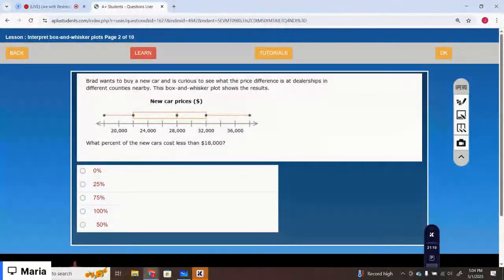Brad wants to buy a new car and is curious to see what the price difference is at dealerships in different countries nearby. The box and whisker plot shows the result. What percent of the new cars cost less than 18,000? Here is 20,000, right? That is 0% because here is 18,000, right? So 18,000 is at the 0%. So the correct option is 0%.